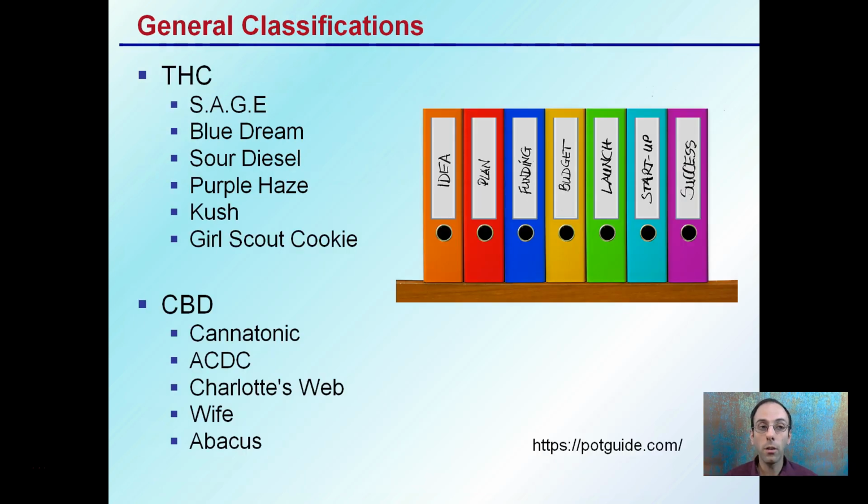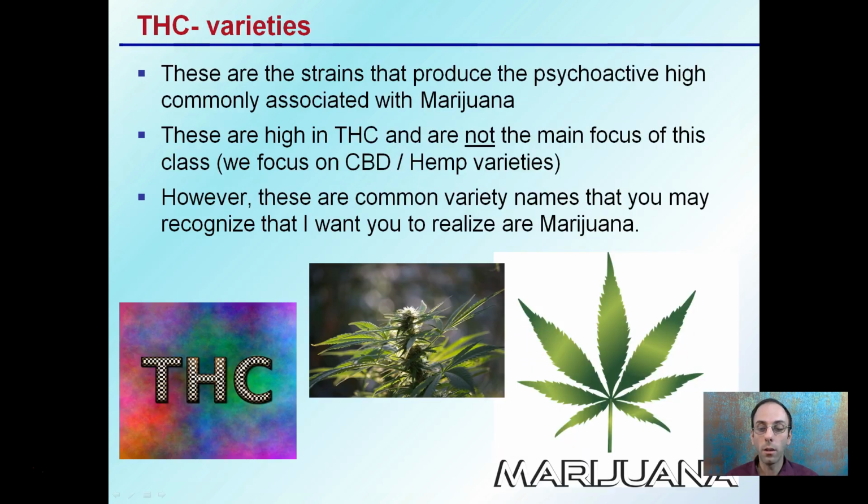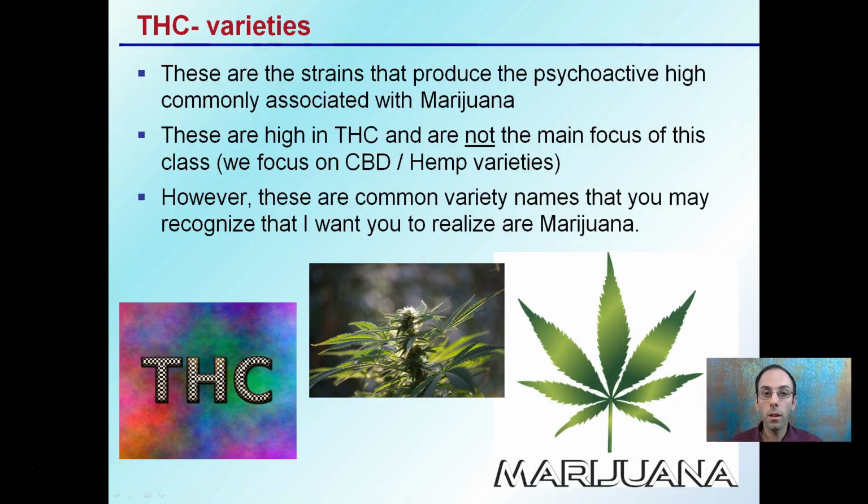So, general classifications: we can see our THC group and our CBD group. We're going to get to the CBD group and explain some of the issues with some of these varieties in the THC group. I provide some links for other information to get some background on these in addition to what I provide. First off, THC varieties: these are strains that produce a psychoactive high and are commonly associated with marijuana. Those that are high in THC are not the main focus of this class. We're going to be focusing again on CBD and hemp varieties.